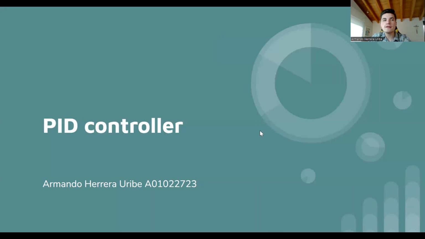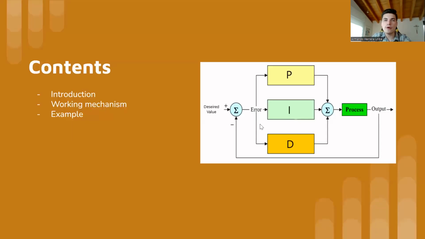Basically, we need to understand three things that we'll be seeing throughout this video: the introduction, what a PID controller is, how it works, and why it is useful; a working mechanism involving the P, I, and D parts of the PID controller; and a very brief and specific example of how a PID controller could be implemented in a controlling industrial system.